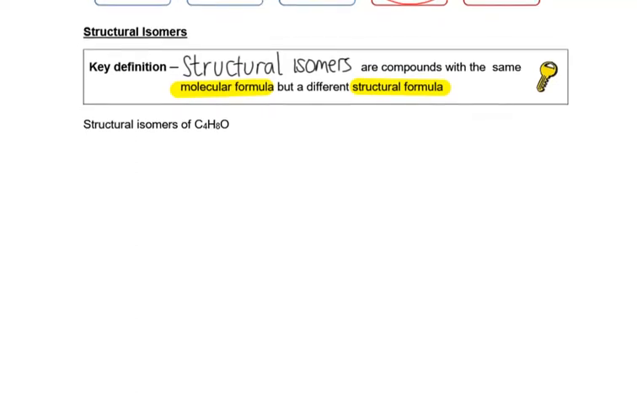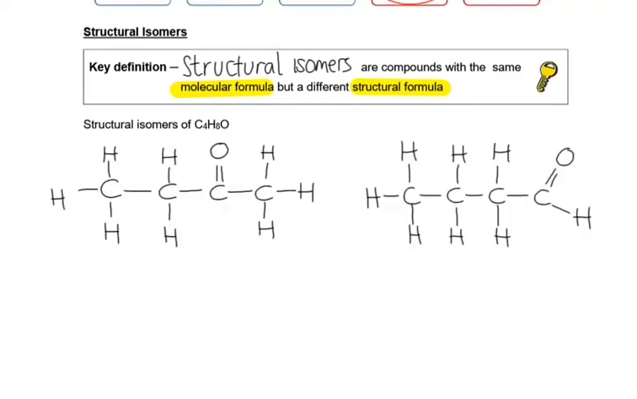If you pause the video, you could have a go at drawing out some structures that you can make with 4 carbons, 8 hydrogens and an oxygen. Here are two of the structures that you might have come up with. These two structures have both got 4 carbons, 8 hydrogens and an oxygen, but are different in their structure. The one on the left has got 4 carbons in its longest carbon chain, so it's going to be called but-.